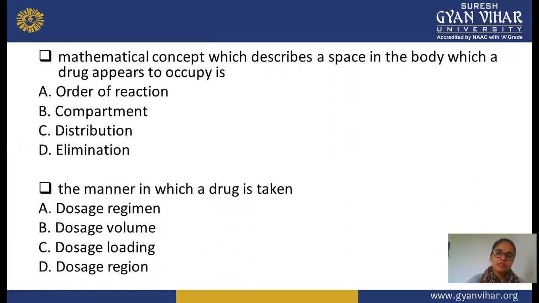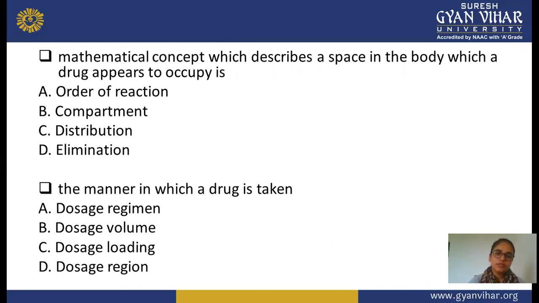Next is the mathematical concept that describes a space in your body which a drug appears to occupy. A is order of reaction, B is compartment, C is distribution, and D is elimination. According to the mathematical concept, you can select the correct option out of these four, which is suitable for the space in your body that a drug occupies or appears to occupy.